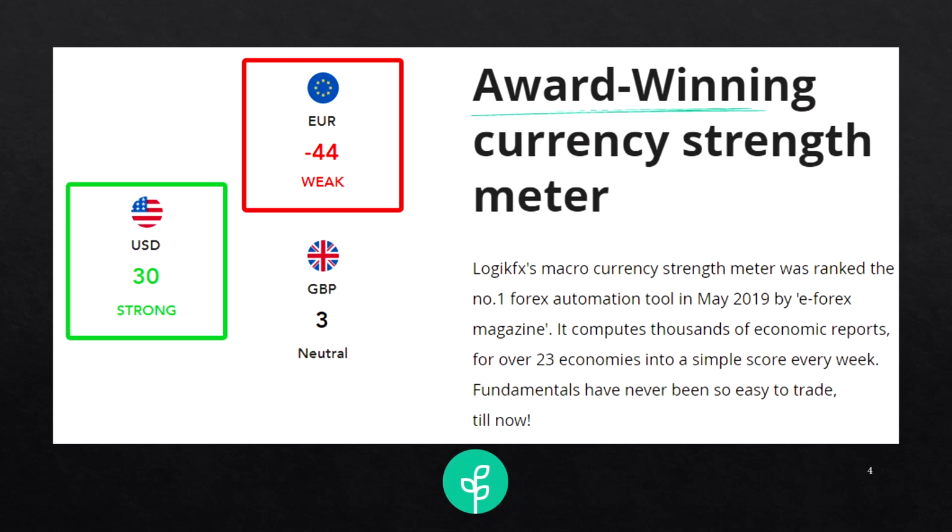It's a macro fundamental currency strength meter, and it's actually been ranked #1 for a Forex automation tool back in May 2019 by eForex magazine. And what makes it a key difference to other ones out there is that it uses thousands of economic reports from over 23 economies, and then it spits that out into a strong, weak, or neutral score, like you can see in the picture here.